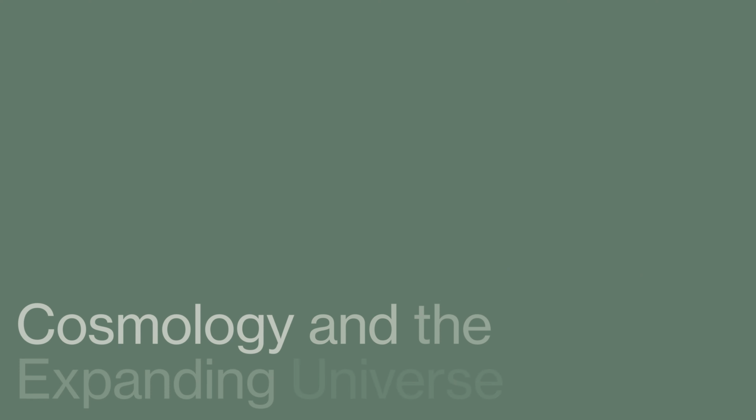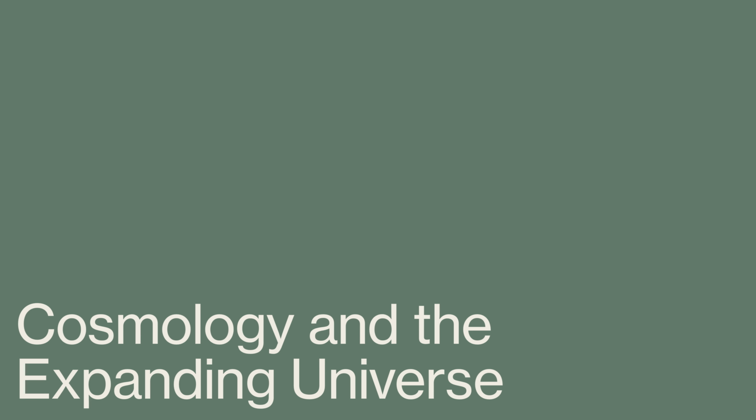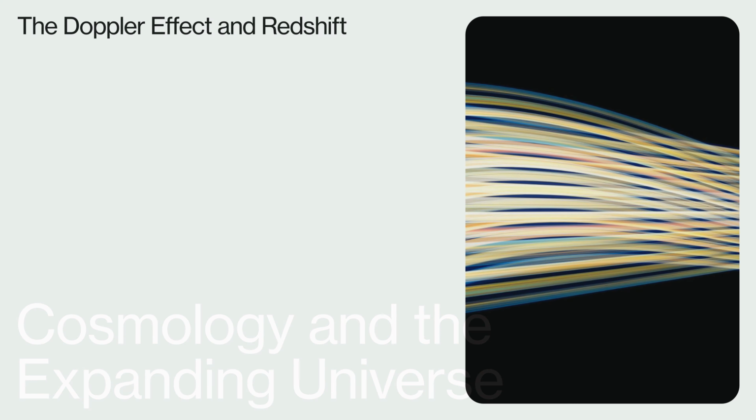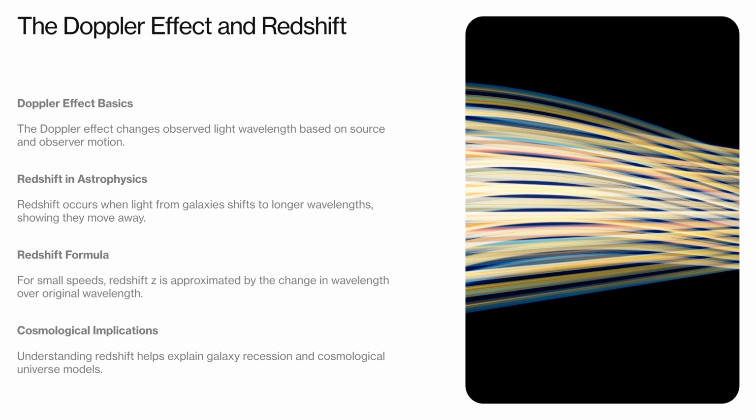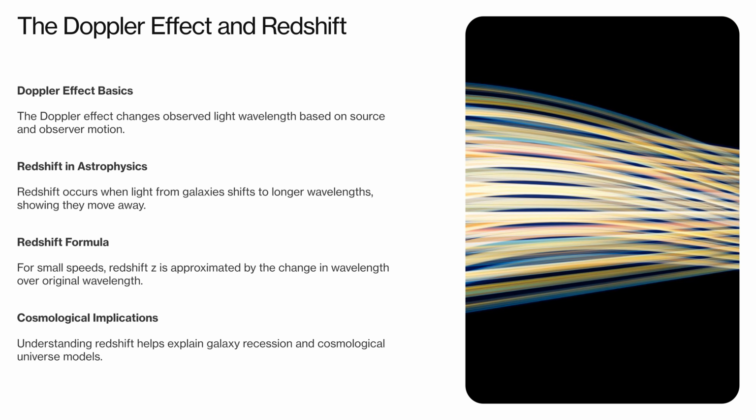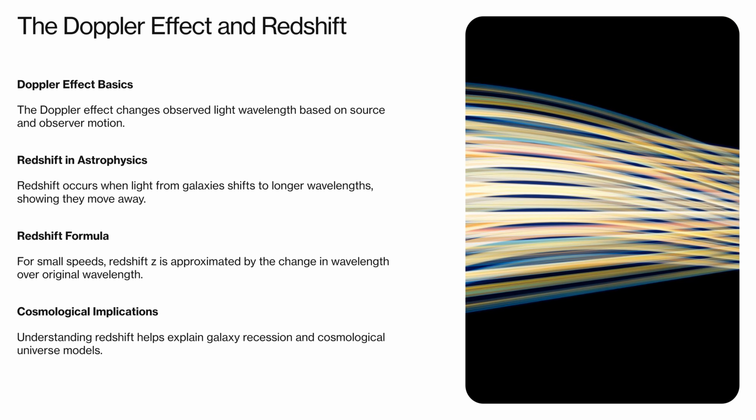The Doppler effect and redshift, Hubble's law, and evidence for the Big Bang. The Doppler effect for light describes how the observed wavelength or frequency changes when a source moves relative to an observer. In astrophysics, redshift occurs when light from distant galaxies is shifted to longer wavelengths, indicating that they are moving away from Earth. For relatively small velocities, redshift z = Δλ/λ ≈ v/c.